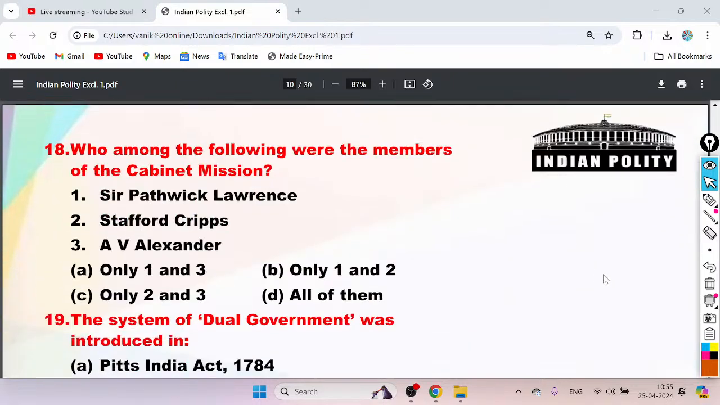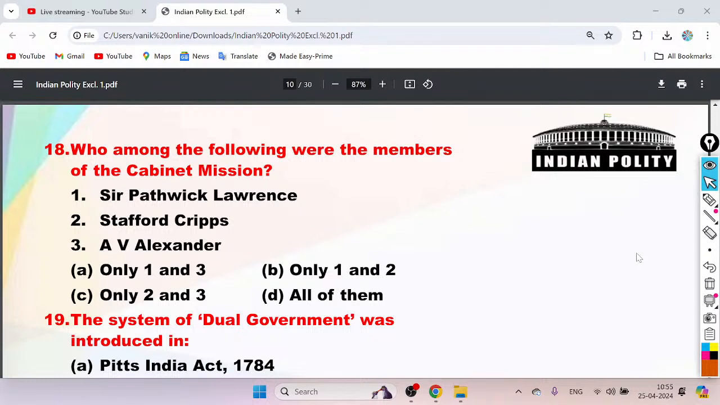Who among the following were the members of the cabinet mission? Okay. Cabinet mission is an important mission which came to India in March 1946 on the decision taken by the Attlee government, Clement Attlee government in England. They were sent to India to decide the final course of action in order to grant independence to India by June 1948.